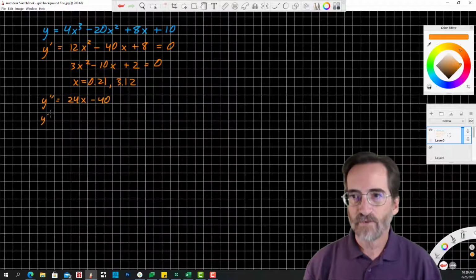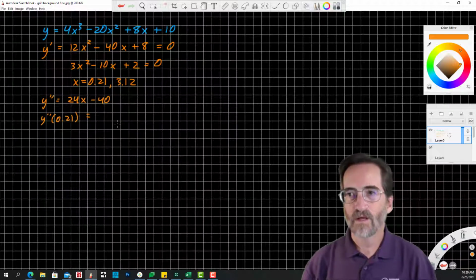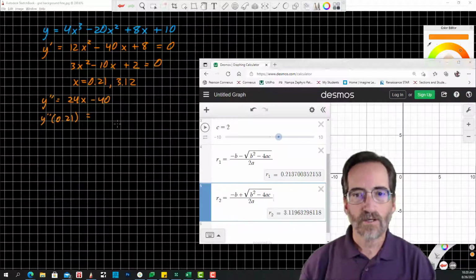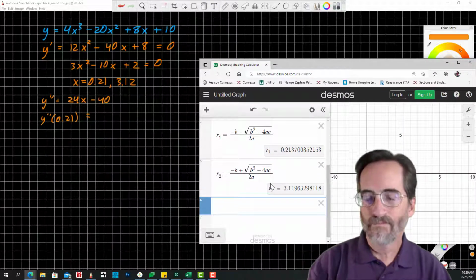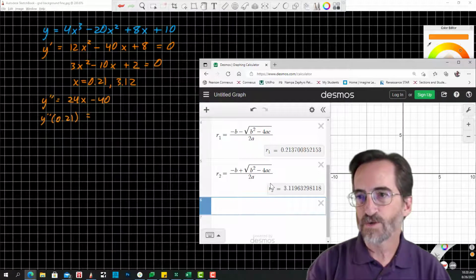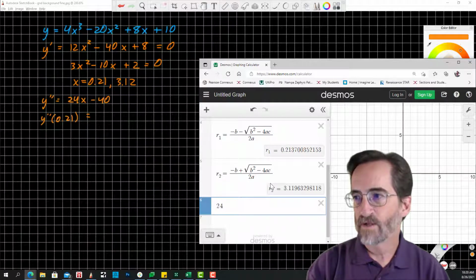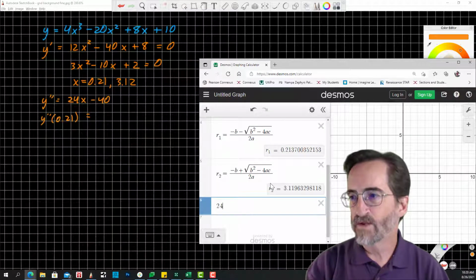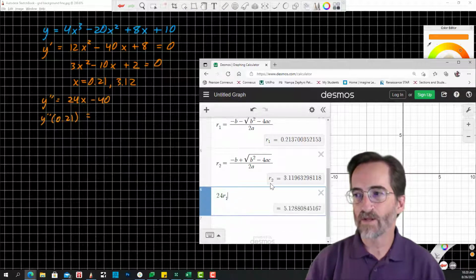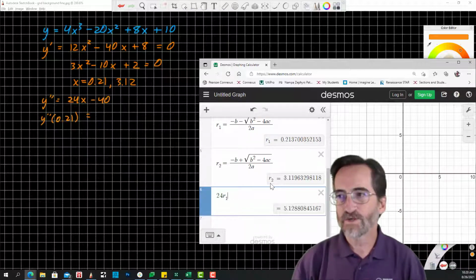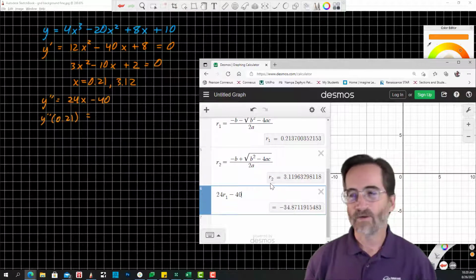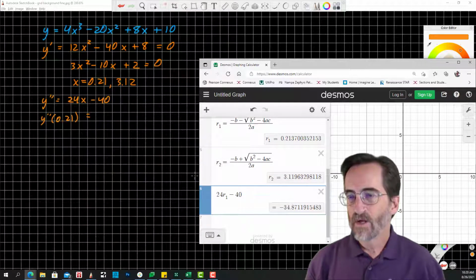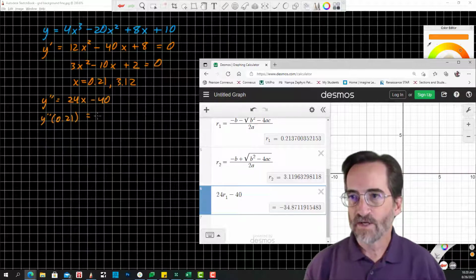So y double prime of 0.21. Let's bring up our calculator here again. So 24 times 0.21. In this case, I'm just going to use R1. I love being able to do that. 24 times the first root minus 40, and that way I get all the precision I need. So negative 34.87.